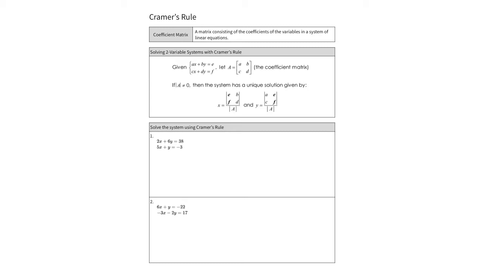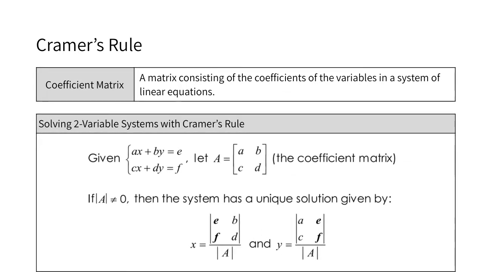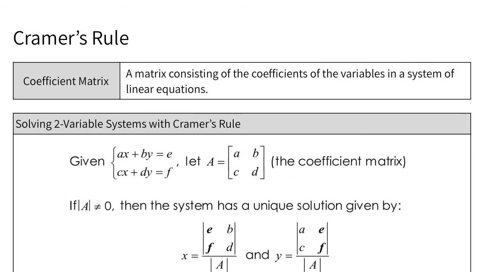Hey everyone, so today we're going to be going over something called Cramer's rule. This is where you use determinants to solve a system of equations. So first off, you need to know what a coefficient matrix is, and it's a very obvious definition. It's just a matrix consisting of the coefficients of the variables in a system of linear equations.